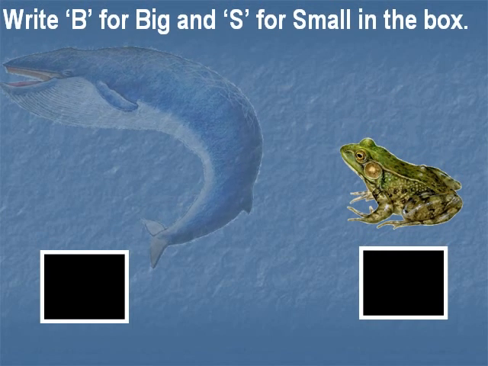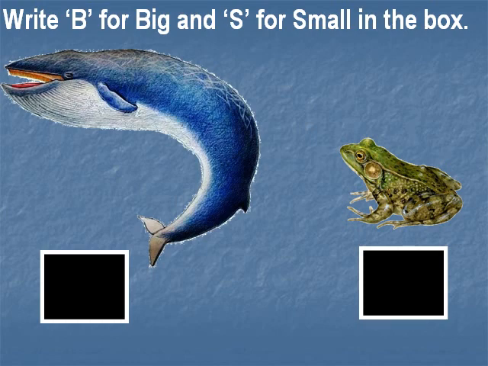Whale. A whale is a big animal, so write B for big. B. Frog. A frog is a small animal, so write S for small. S.